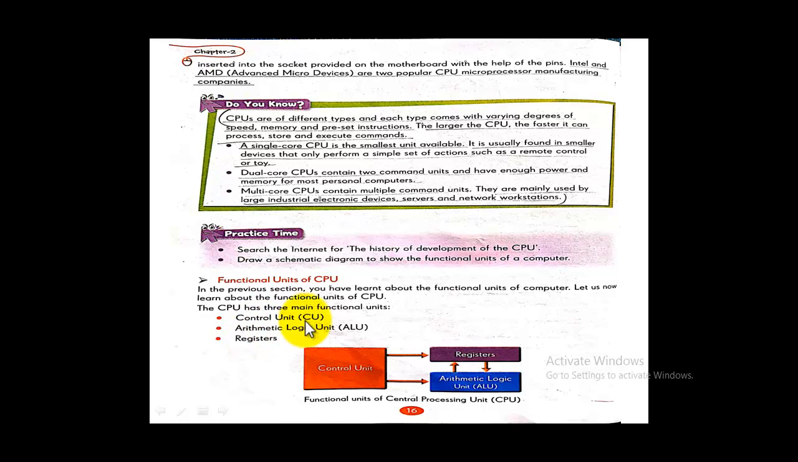Now let's see these three main functional units of CPU. What are the functional units of CPU? The CPU has three main functional units: the control unit, the arithmetic logic unit, and the register.